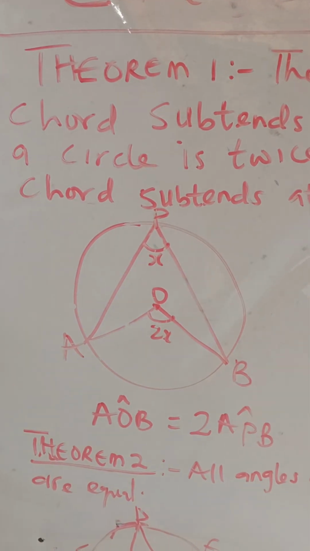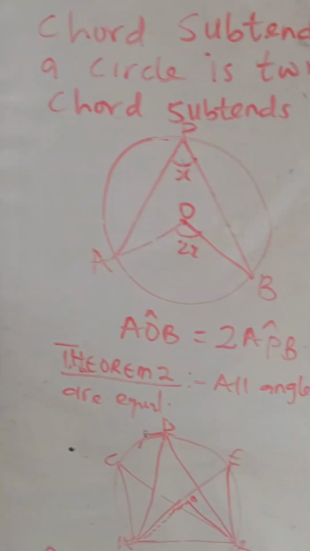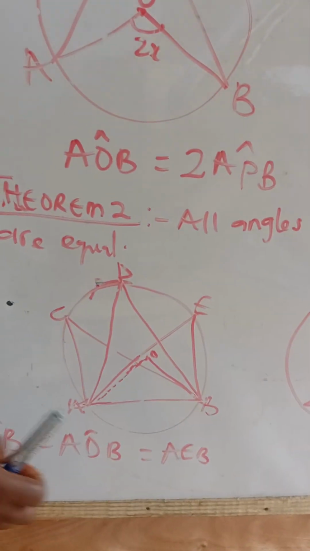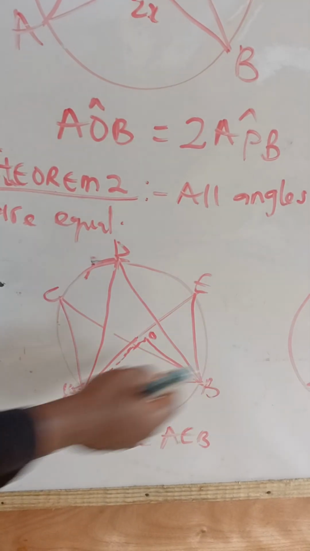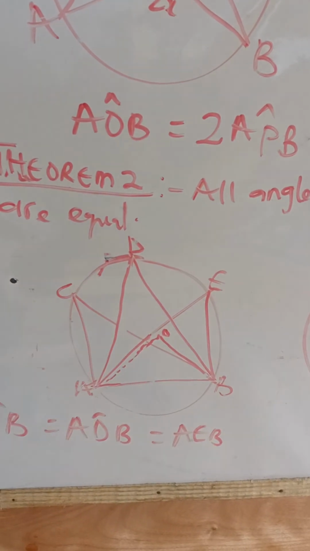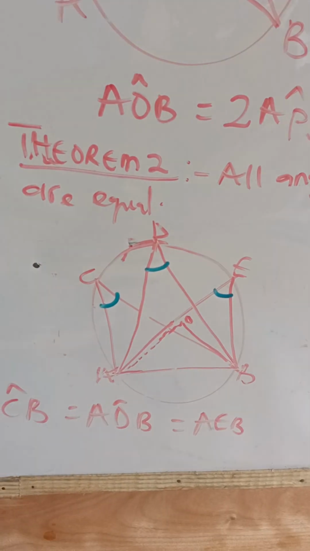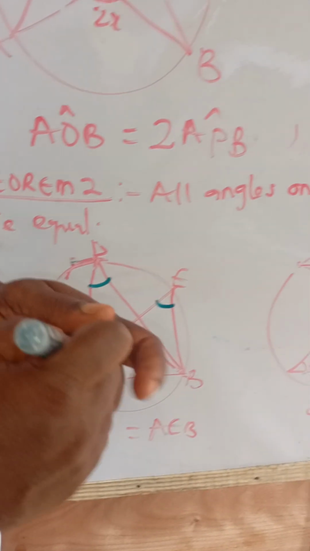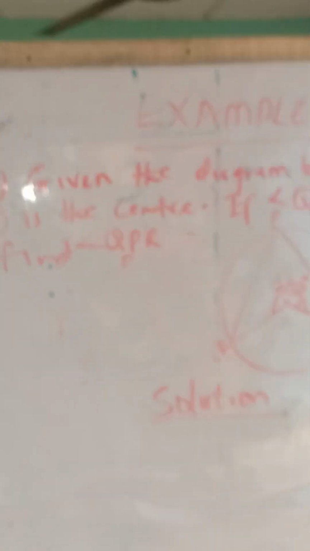The second theorem says that all angles on the same segment are equal. You know, a segment is made up of a chord and an arc. So that means any angle resting on the same chord, we have chord AB, the angles resting on them, angle C will be equal to angle B, will be equal to angle E. So they are all equal. Why? Because they are resting on the same chord. Now let's take questions to take care of these two theorems.